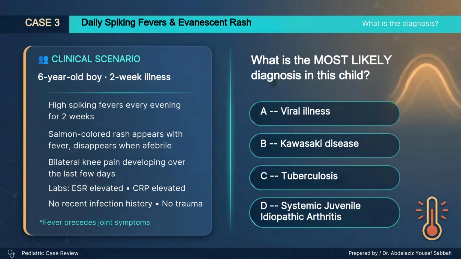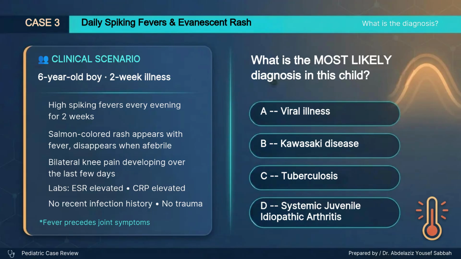Case 3. A 6-year-old boy has been sick for 2 weeks. He has high spiking fevers every evening. A salmon-colored rash appears with the fever and disappears when he is afebrile. He has developed bilateral knee pain over the last few days. Erythrocyte sedimentation rate and C-reactive protein are elevated. There is no recent infection history and no trauma. The fever preceded the joint symptoms. What is the most likely diagnosis in this child?